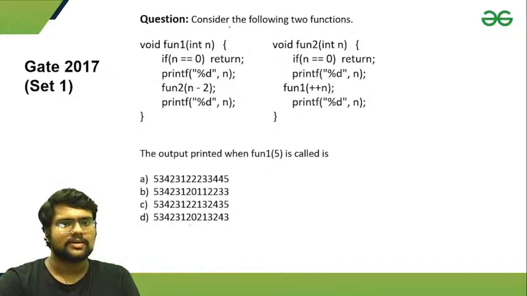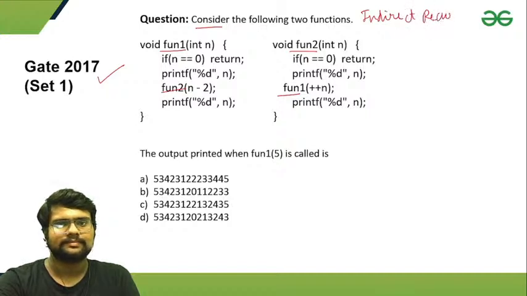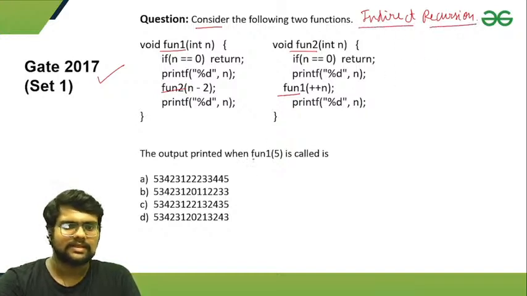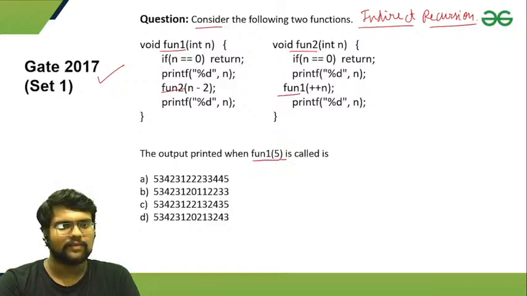So let's try to do one more question that was asked in GATE 2017 set 1. In this question, F1 is calling F2 and F2 is calling F3. So it is a question based on indirect recursion. So in this we have to output the value of fun1 of 5.